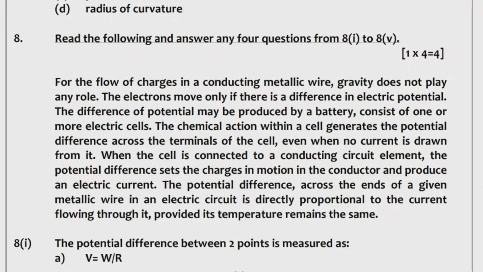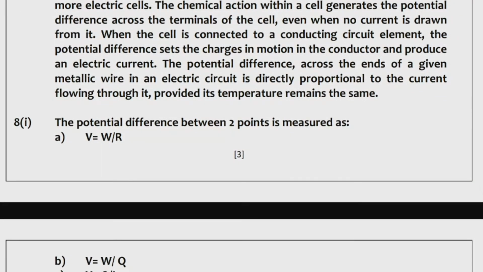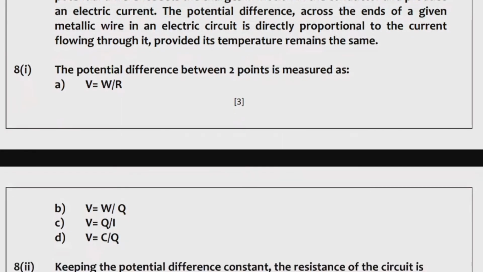8.1. The potential difference between 2 points is measured as. Options: A. V is equal to W by R, B. V is equal to W by Q, C. V is equal to Q by I, D. V is equal to C by Q.